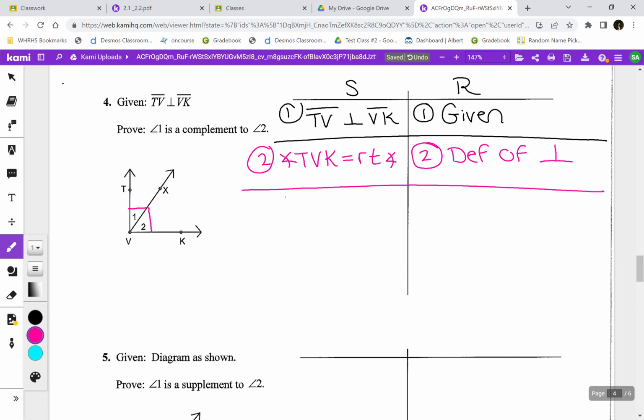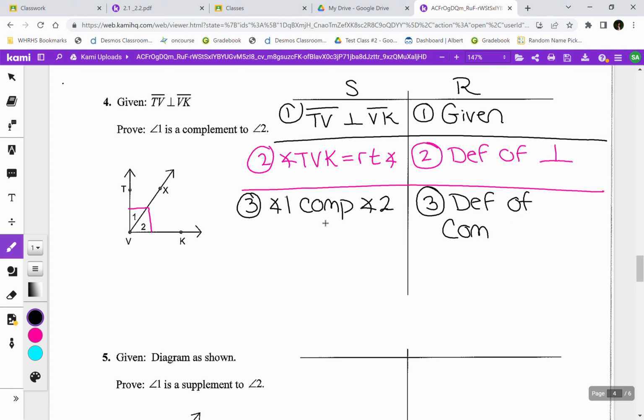All right, so we went through our given, we came to a conclusion. Now let's look at what we want to prove. We want to prove angle 1 is a complement to angle 2. Well, by definition of complement, isn't it two angles that add to a right angle? So can I say that I have a complement now? Absolutely. So step number 3, I'm going to say angle 1 comp to angle 2. And our reason is going to be, who thinks they know? Chase? Def of complement. Good. You just write def of comp. Def of comp. C-O-M-P.